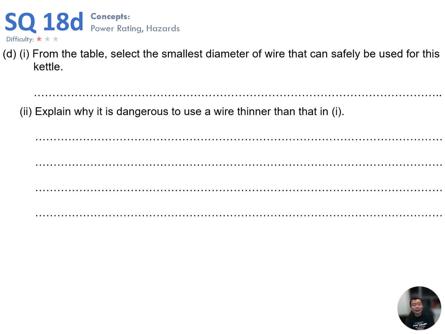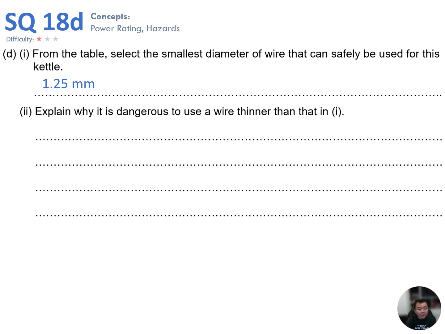In part D, part 1, from the table in the previous part, you will realize that you can choose the maximum current to be 13 amperes. So the 1.25 mm wire will be suitable to be used as a wire for this kettle.